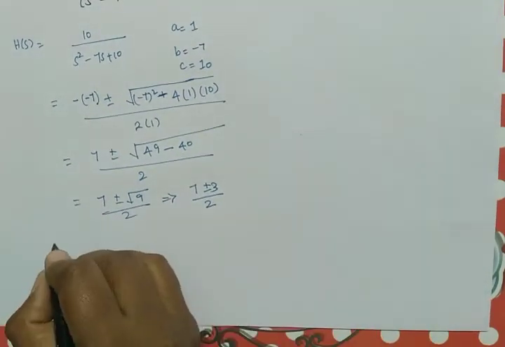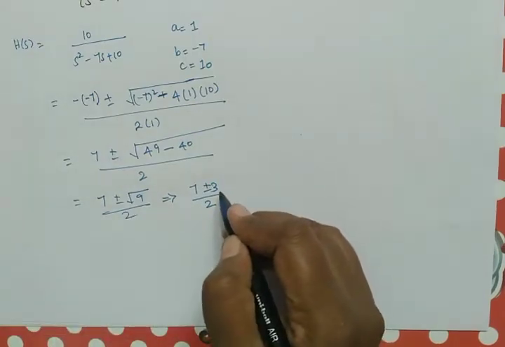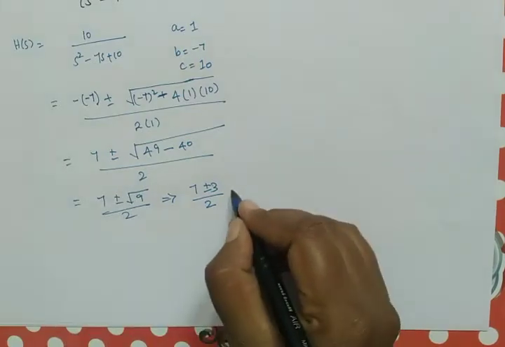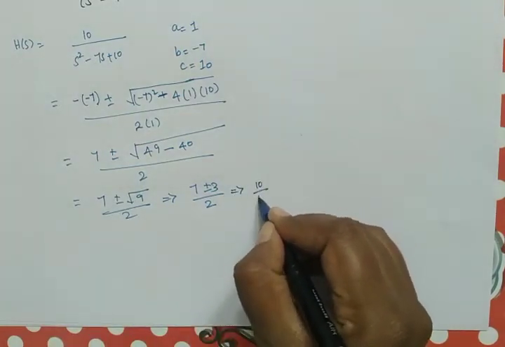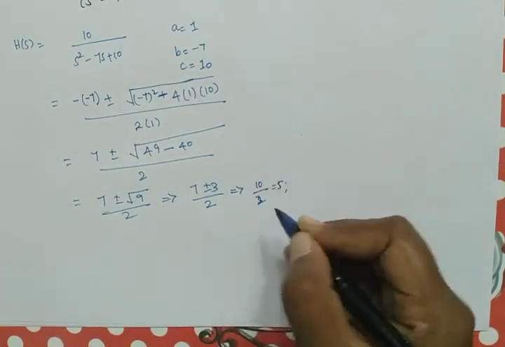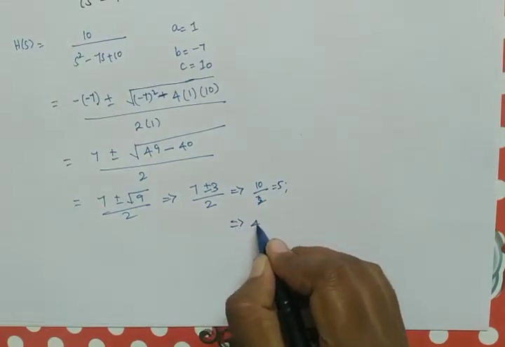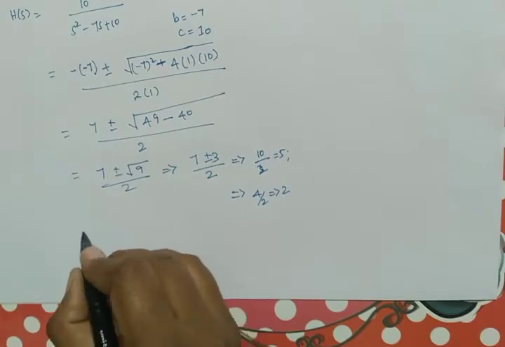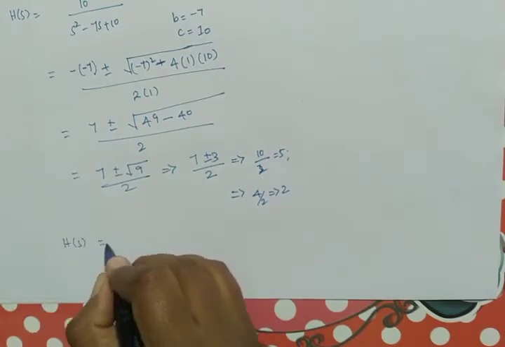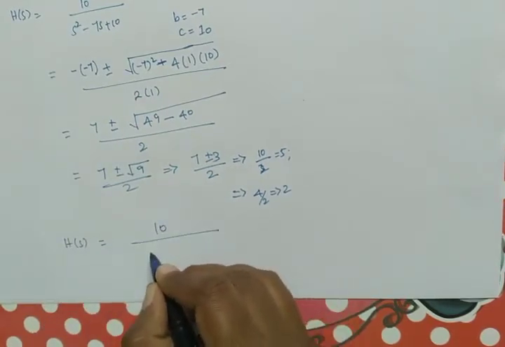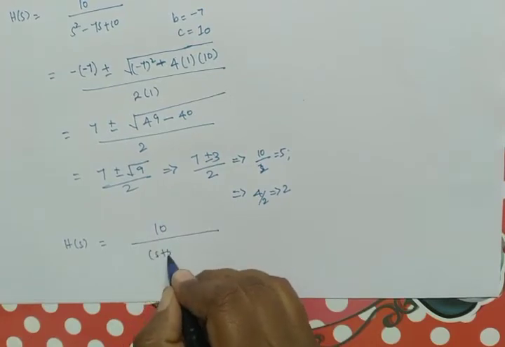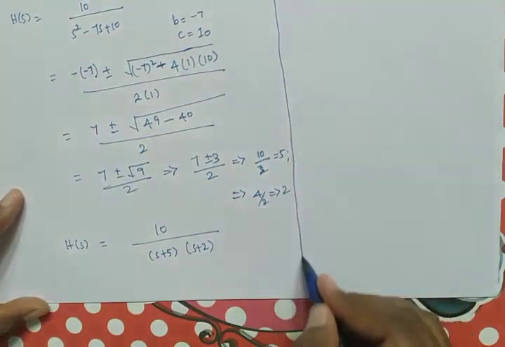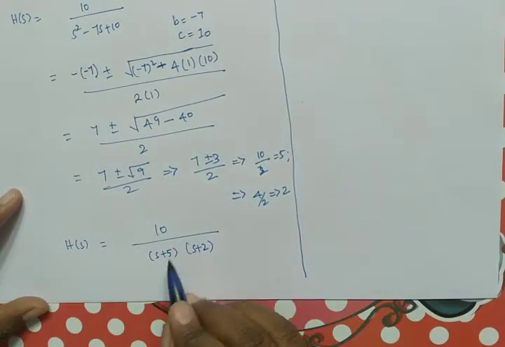So we can write what will be our answer if it is plus 3, and what will be our answer if it is minus 3. If it is plus, we get 10 by 2, which is 5. If it is minus, we get 4 by 2, which is equal to 2. Therefore we can write H of s is equal to 10 divided by s plus 5 into s plus 2. Now we got the general expression, that is H of s is equal to 10 by s plus 5 into s plus 2.